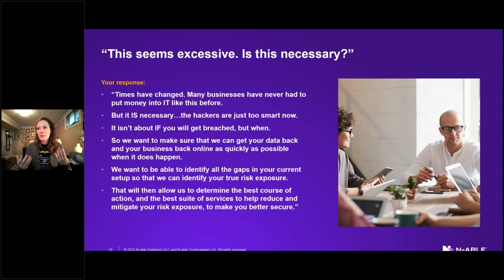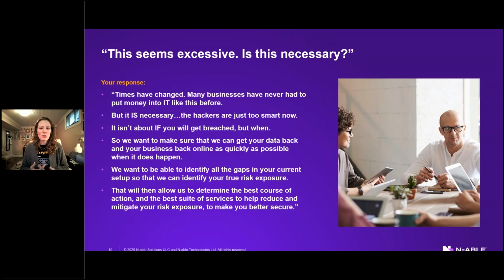Or you may have the prospect come back and say, you know what, this really seems a bit excessive. Is it all really necessary? So another possible response, if you hear this, is really talking about how times have changed. Many businesses have never put money into their IT like they are now, but this is necessary because the hackers, the bad guys, the threat actors, are just way too smart now, especially with AI and what they can do with that. Because it isn't about if they're going to get breached, but about when.